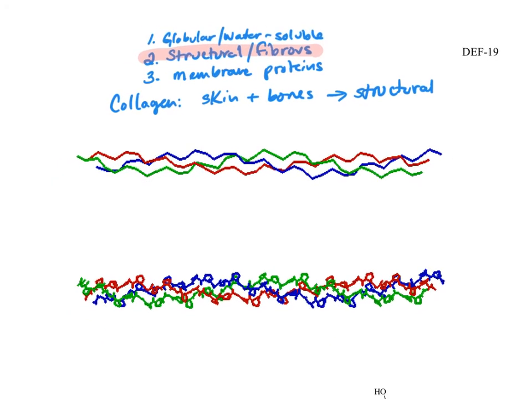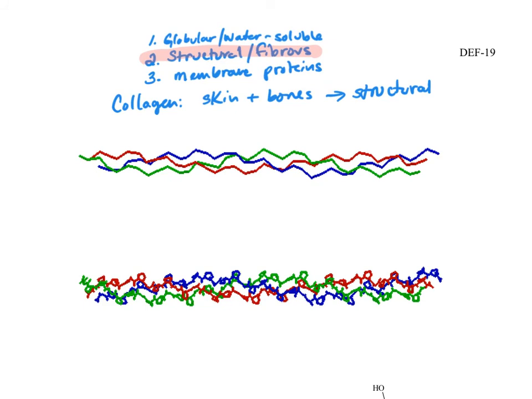Now, collagen has a very different tertiary structure. It doesn't have a globular type of tertiary structure, and it doesn't have nonpolar inside and polar on the outside like we talked about earlier. It's a very different type of molecule. In fact, like you would expect for something that's structural, it has great strength.